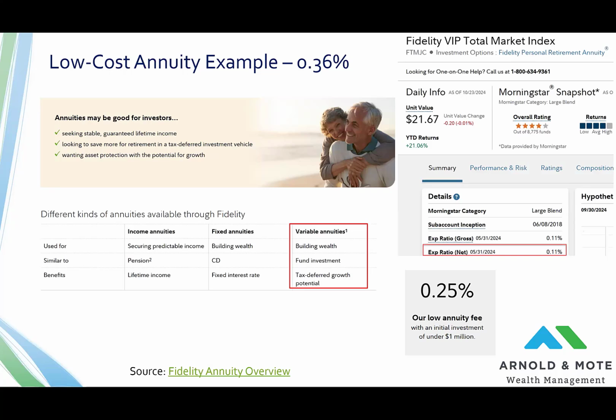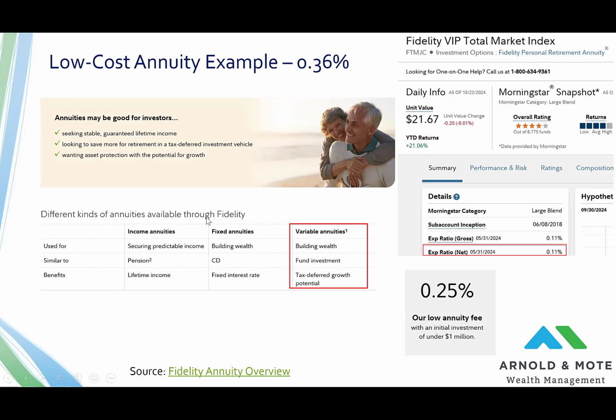I can't guarantee this is the lowest, but I will promise you that you won't find very many cheaper than what Fidelity offers. Fidelity's variable annuities have a base fee of about 0.25%, and then you can choose the investments within there. And I picked this fund. It is very low fee, but it's also very similar to what we were just looking at in that previous example, that Fidelity Total Stock Market Fund. And so I wanted some apples to apples comparison here that you'll see in a couple slides.